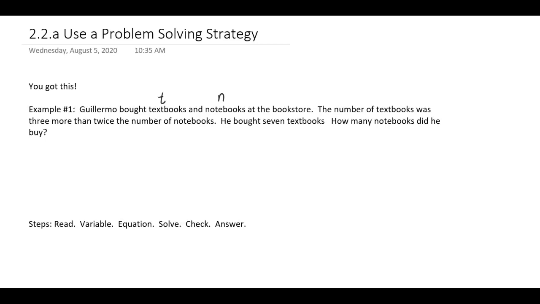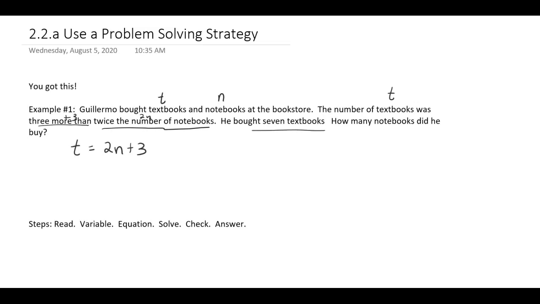The number of textbooks was 3 more than twice the number of notebooks. See, we don't really have 2 variables yet, but we do right here. The number of textbooks was 3 more than, okay, so plus 3, right? Something plus 3, twice the number of notebooks. So that's going to be the 2, that's going to be twice the number of notebooks. So this sentence says, the number of textbooks is going to be 3 more than twice the number of notebooks.